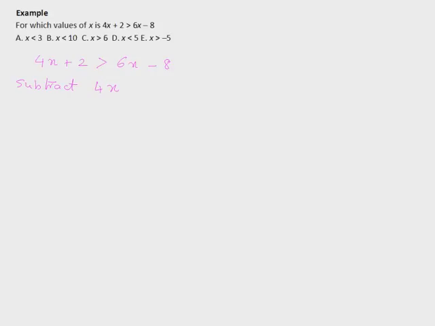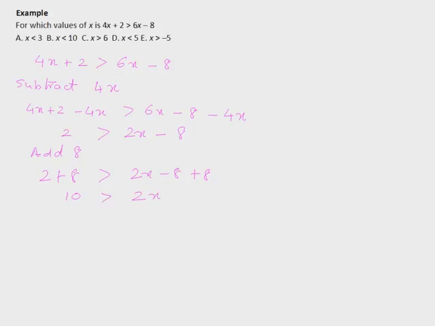So if I subtract 4x, I'll get 4x plus 2 minus 4x is greater than 6x minus 8 minus 4x. So I get 2 is greater than 6x minus 4x gives me 2x. Now I'm left with a minus 8. Now I need to isolate the x term. So I'll add 8 to both sides. So I get 2 plus 8 is greater than 2x minus 8 plus 8. I get 10 is greater than 2x.